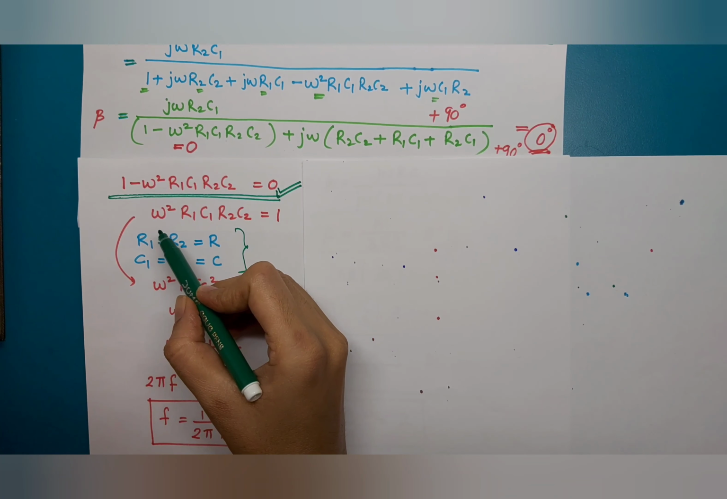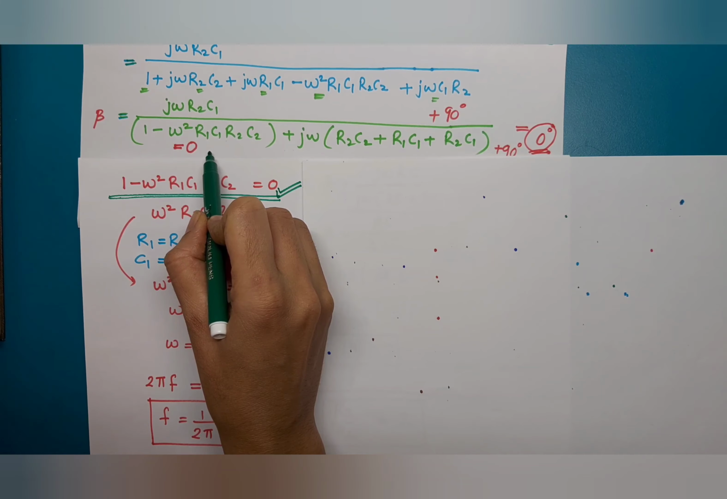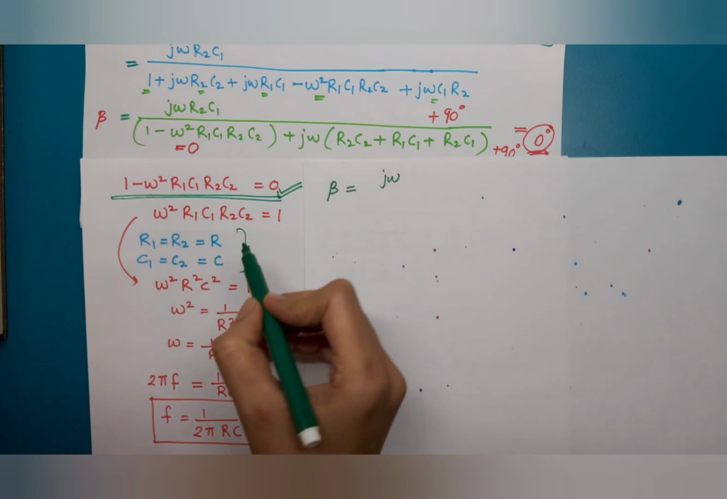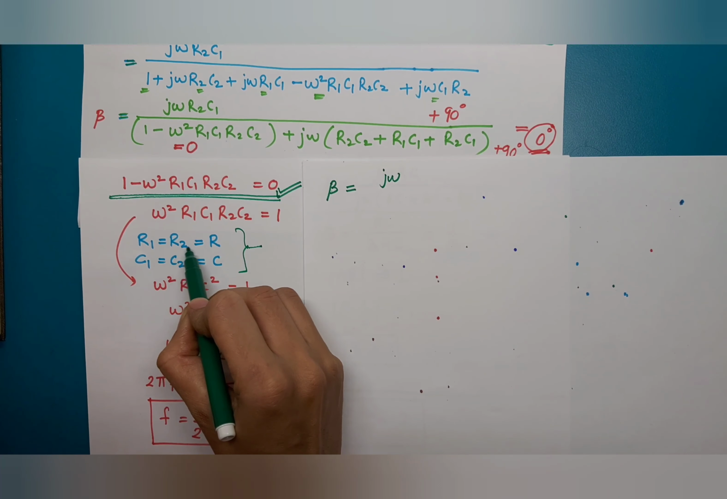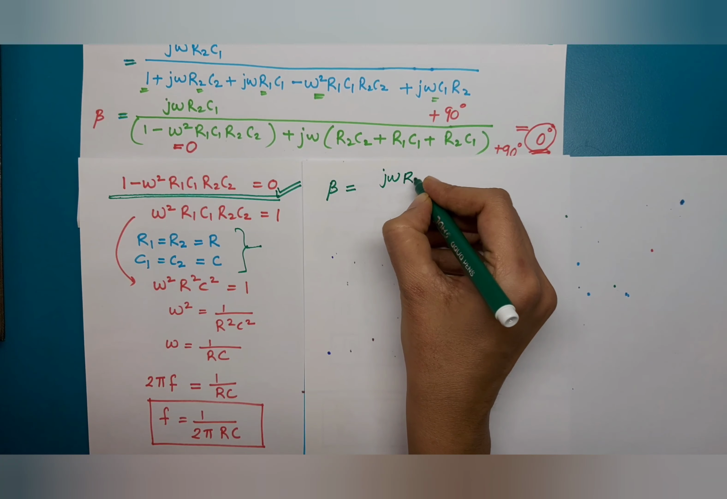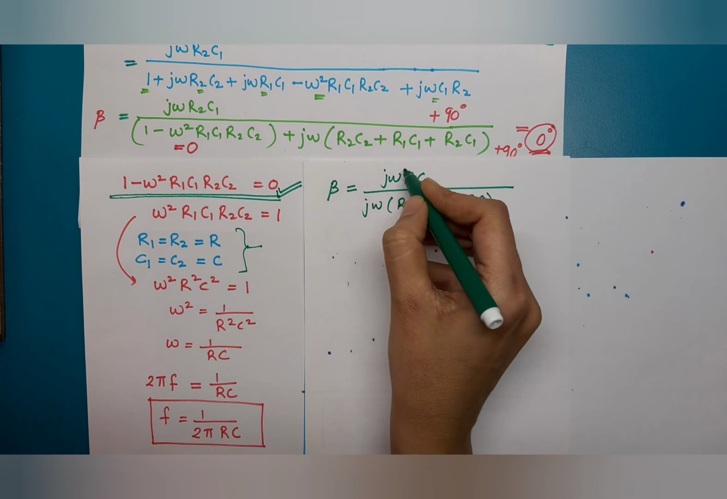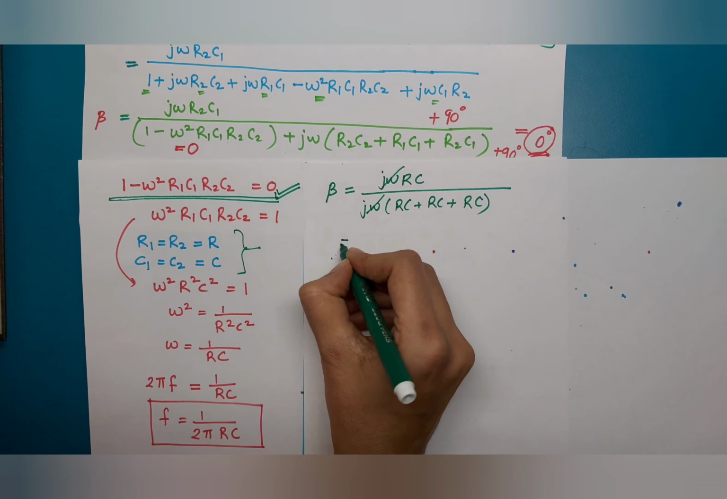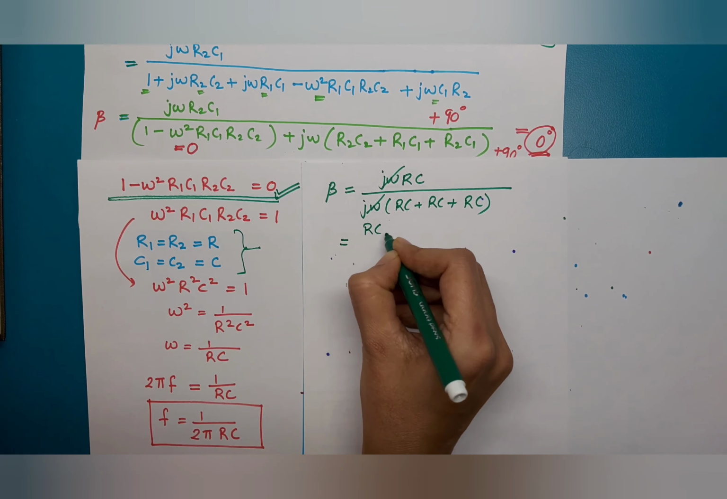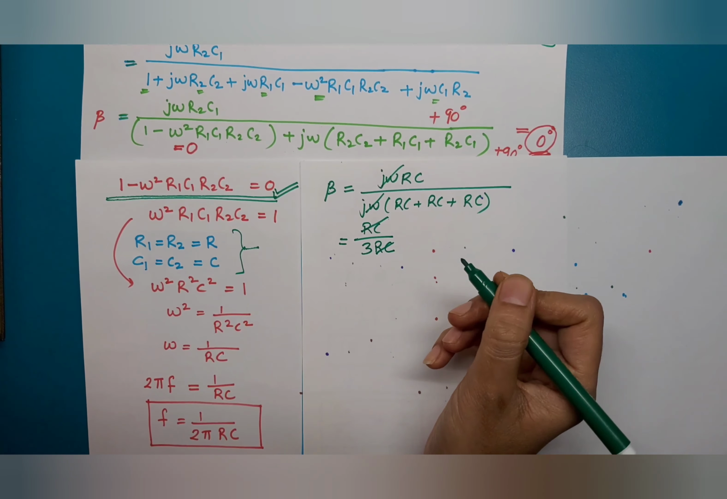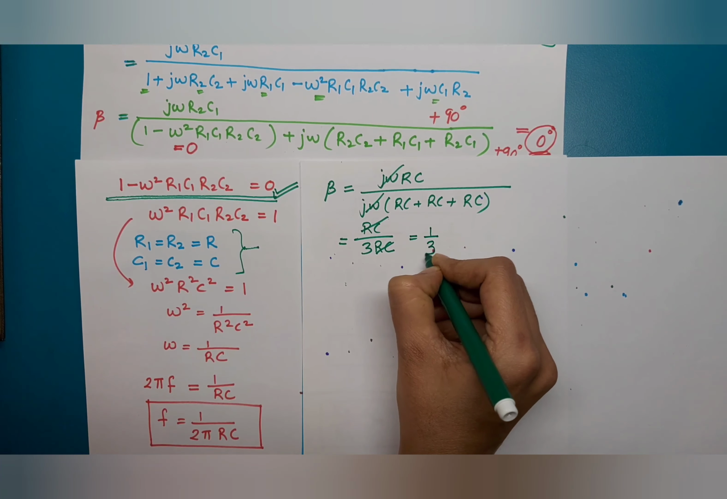Now we will substitute the real part as 0 in the denominator of beta, and substituting the condition R1 equal to R2 equal to R, C1 equal to C2 equal to C, we get the expression as j omega will get cancelled, and we get beta as RC upon 3 RC. So RC and RC will again get cancelled, and we get beta as 1 by 3.